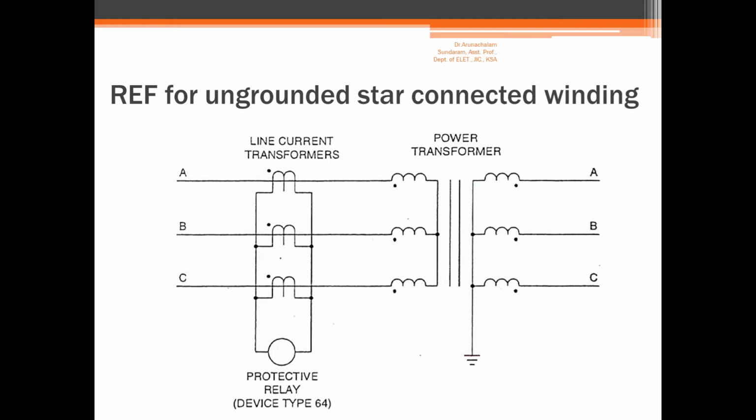Here you see there is a Y connection on the primary side of the transformer. So under normal condition, the sum of these currents IA plus IB plus IC will be 0. The protective relay is connected in parallel to this winding. So under normal condition, the current through the relay will be 0 amperes. But if there happens a fault, so where is the zone of protection? The zone of protection is the region, in this region. So this is called the zone of protection. Only if there is a fault within this marked area, the relay will sense and trip the circuit breaker. Otherwise, it won't trip. So this is how you protect an ungrounded star connected winding.